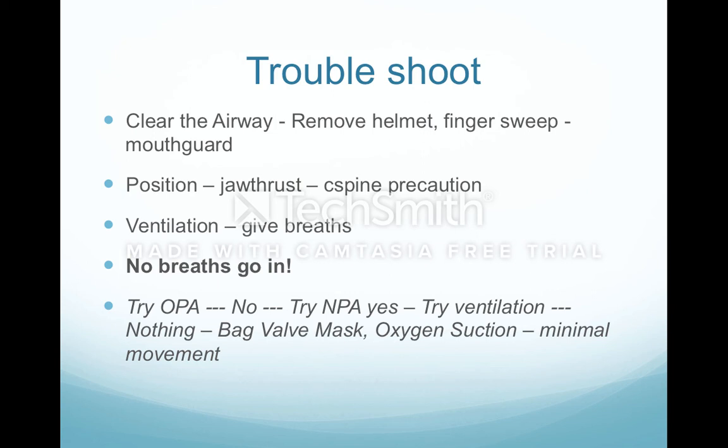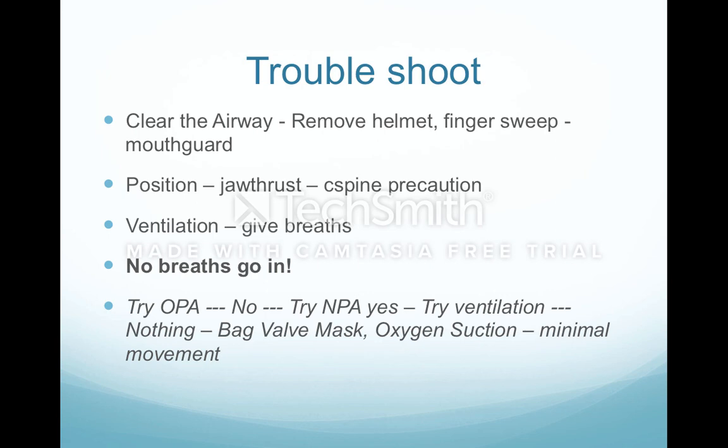Then you try ventilating, and you give a couple of breaths and you're not feeling any air go in. So next thing you try and get an OPA, and you realize that you can't actually get the mouth open enough. The mouth is fixed, and it in fact looks like the jaw is dislocated. So you try a nasopharyngeal airway and try ventilation, and nothing. And then you try a bag valve mask to add to your ventilation, as well as some oxygen and suction, and you get some minimal movement.